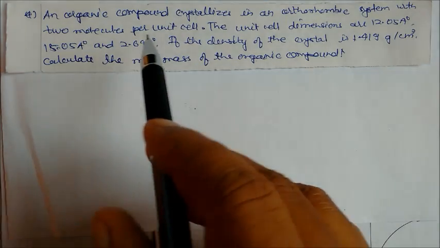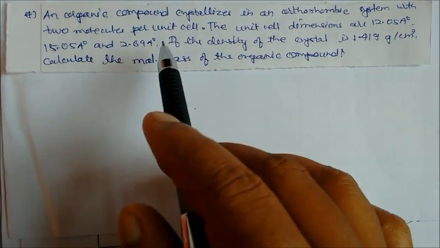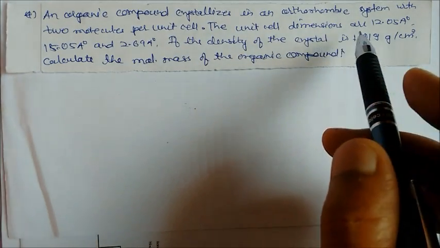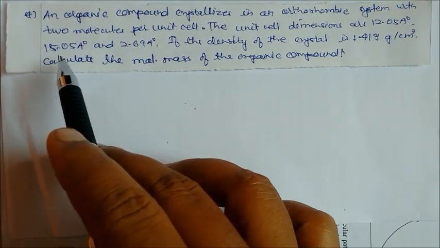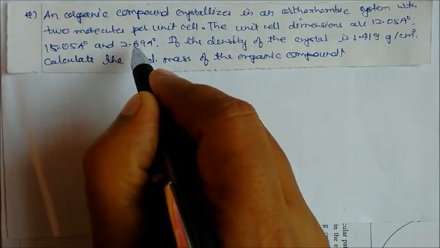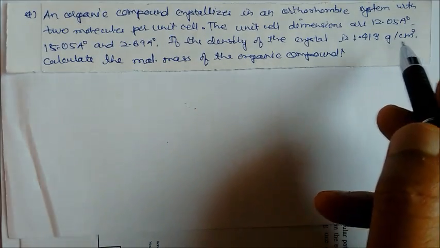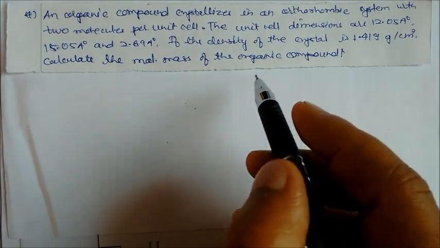An organic compound crystallizes in an orthorhombic system with 2 molecules per unit cell. The unit cell dimensions are 12.05 angstrom, 15.05 angstrom, 2.69 angstrom. If the density of the crystal is 1.419 gram per centimeter cube, calculate the molecular mass of the organic compound.